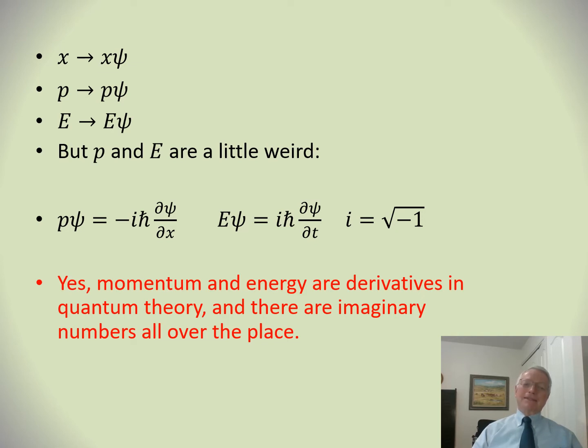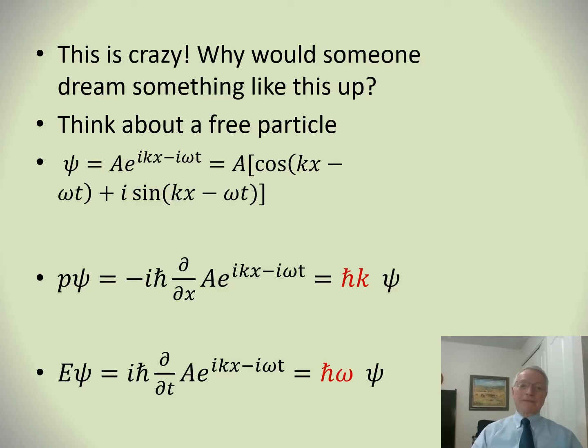So p psi is actually minus I times h bar, Planck's constant divided by 2 pi, times d psi dx. So momentum in Schrodinger's theory is the space derivative of psi, and the energy in Schrodinger's theory is I h bar times the derivative of psi with respect to time. And I, just to remind you, is the square root of -1. So there's imaginary numbers all over the place in this theory. And it just looks like the rage of a complete lunatic. Why would you dream something like this up?